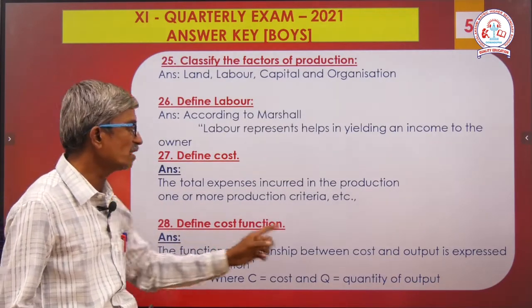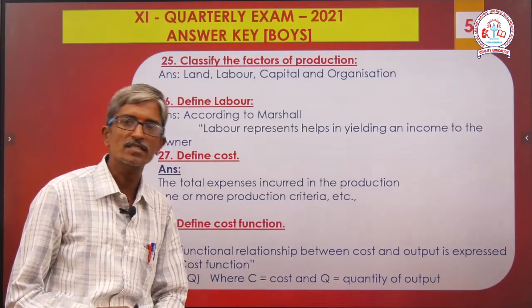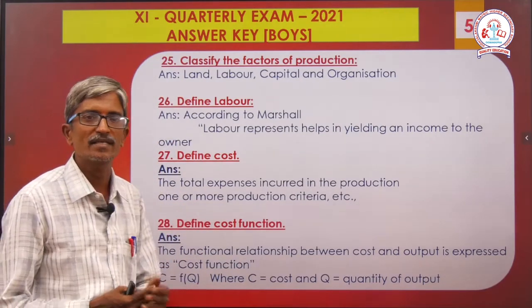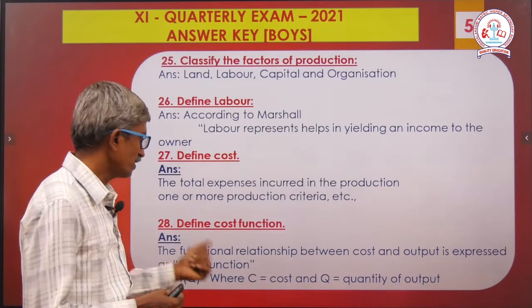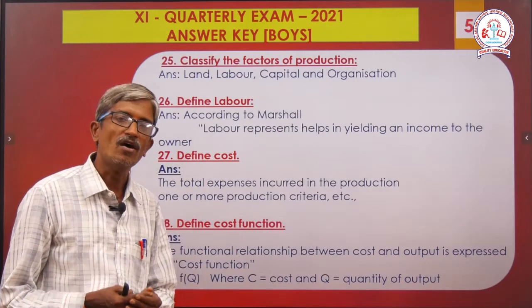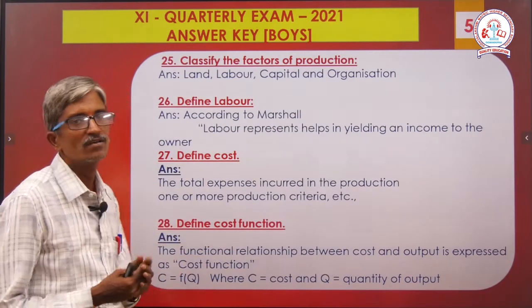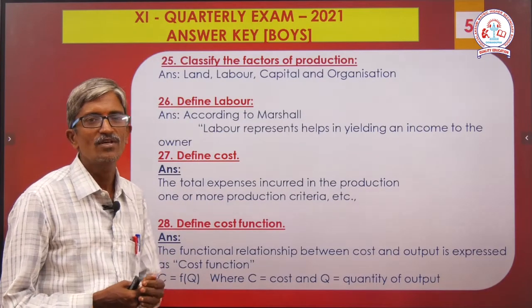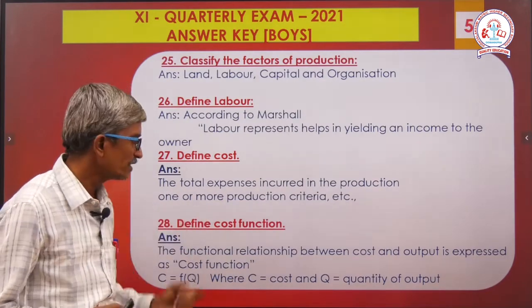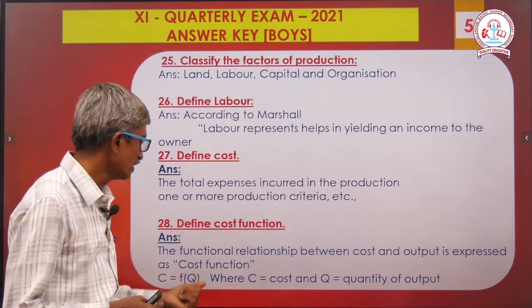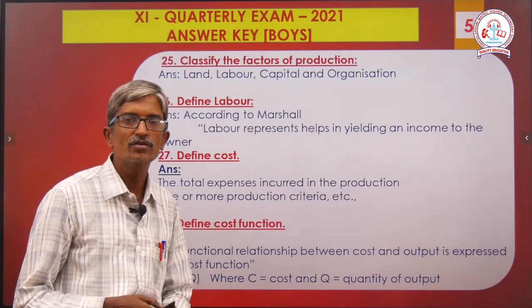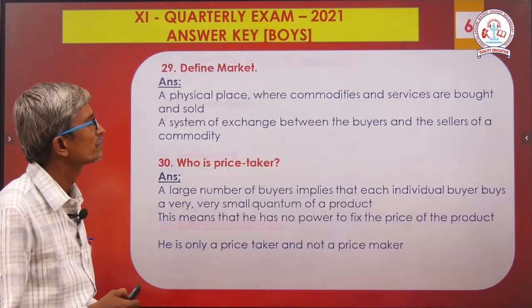The functional relationship between cost and output is expressed as cost function. C equal to F into Q, where C, F is function, you know that very well, where C equal to cost and Q equal to quantity of output.